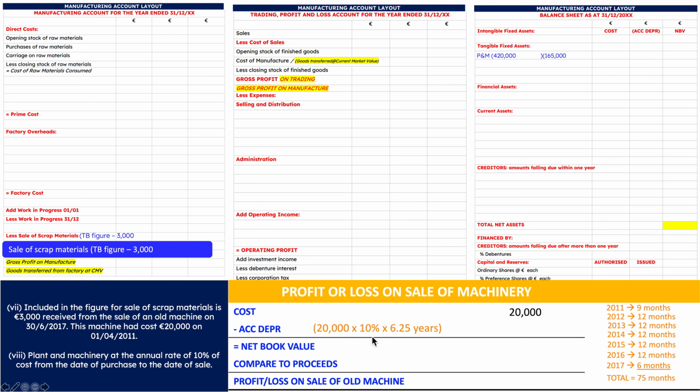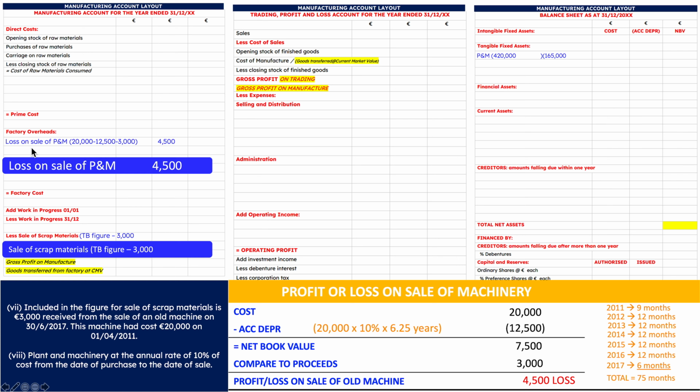So how much is that then accumulated depreciation? So 20,000 multiplied by 10% multiplied by 6.25 years, or 75 over 12, and we get 12,500 is the accumulated depreciation there. We then get our net book value, which is €7,500. We'll compare that to the proceeds that we got here, which was 3,000, and that gives us a loss on the sale of machine, 4,500. Where am I going to put that? I'm going to put that into factory overhead. So loss on sale of plant and machinery, 4,500 there.